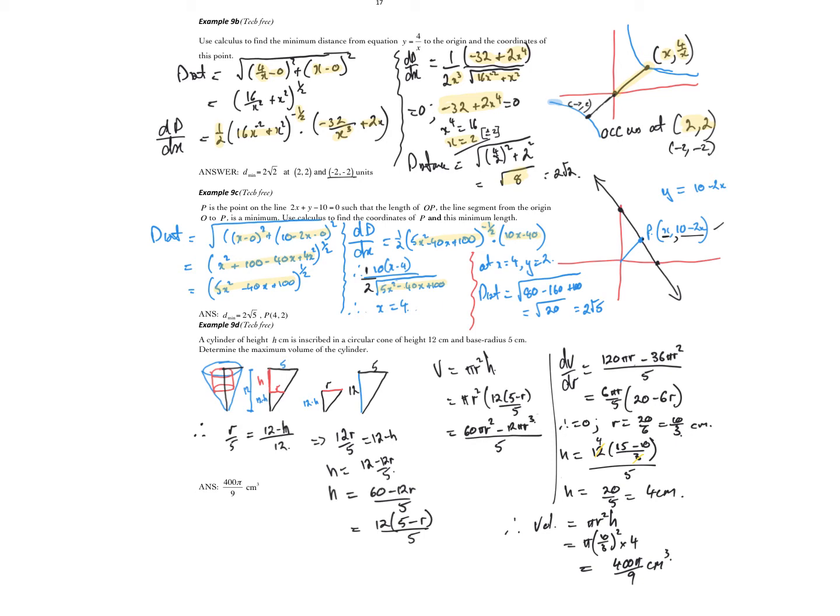And which means then the only way that this function can be equal to 0 is if the numerator is 0, so x has to equal 4. So if x is equal to 4, substitute x equal to 4 into the function. 10 minus 2x will give y equal to 2. And if I put x equal to 4 into my distance rule, I get the square root of 20, which is 2 root 5. All right.